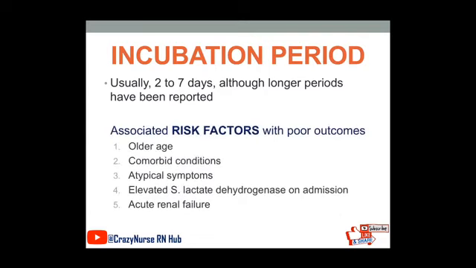And there are associated risk factors with poor outcomes or prognosis. First, we have older age, comorbid conditions, atypical symptoms, elevated serum lactate dehydrogenase on admission, and acute renal failure. So once you have noted these associated risk factors in your patient, and he or she has severe acute respiratory syndrome, there will be a poor outcome or poor prognosis of his or her condition.